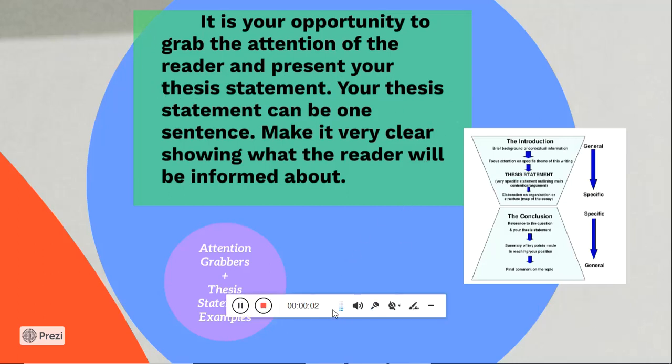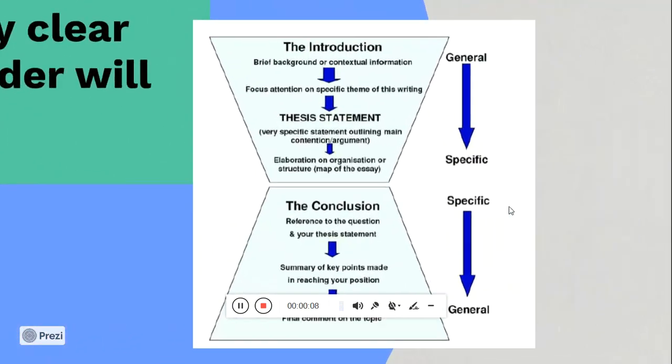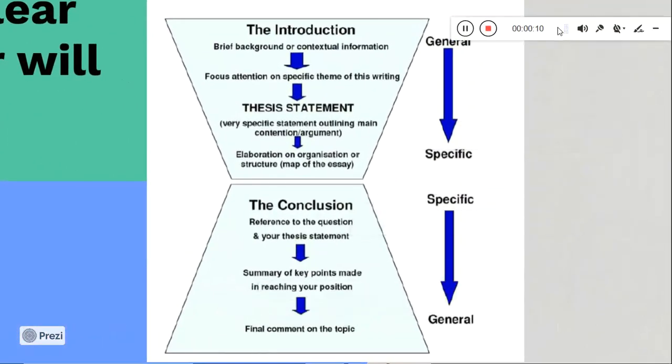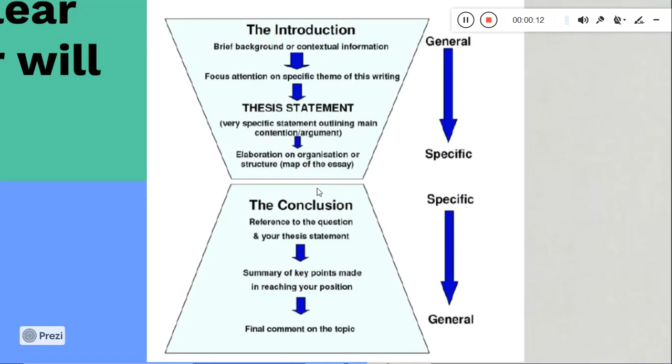Okay, let me show you this diagram first about the introduction and conclusion. Let me explain in Arabic to make it easier for some students, as I told you before. Here you have the introduction: a brief background or contextual information, then focus attention on a specific theme of this writing, then this statement.